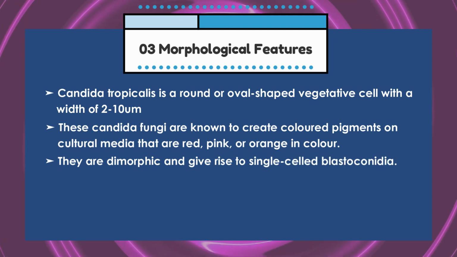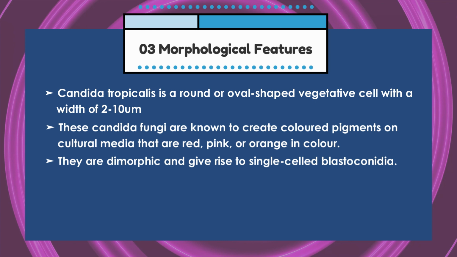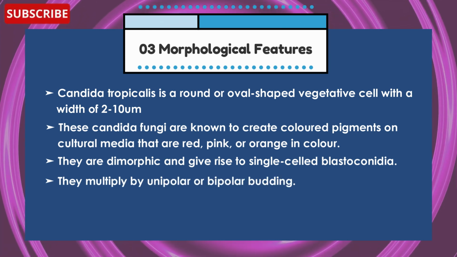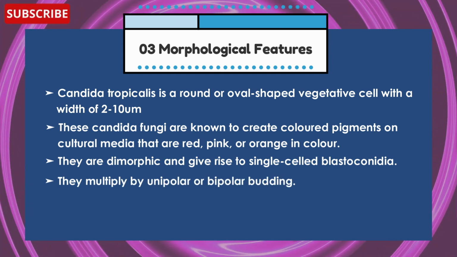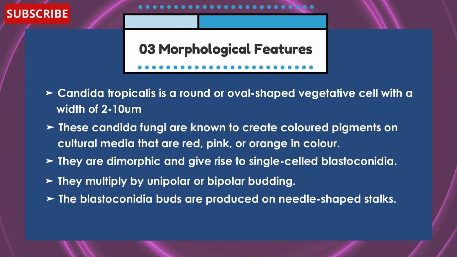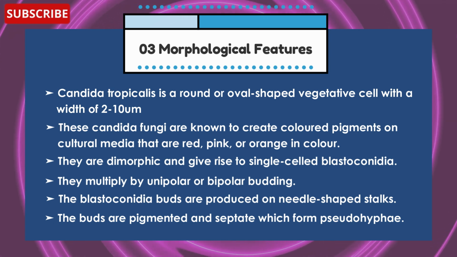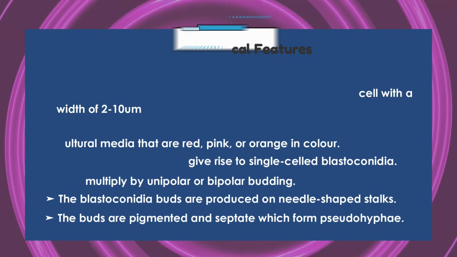They are dimorphic and give rise to single-cell blastoconidia. They multiply by unipolar or bipolar budding. The blastoconidia buds are produced on needle-shaped stalks. The buds are pigmented and septate, which form pseudohyphae.